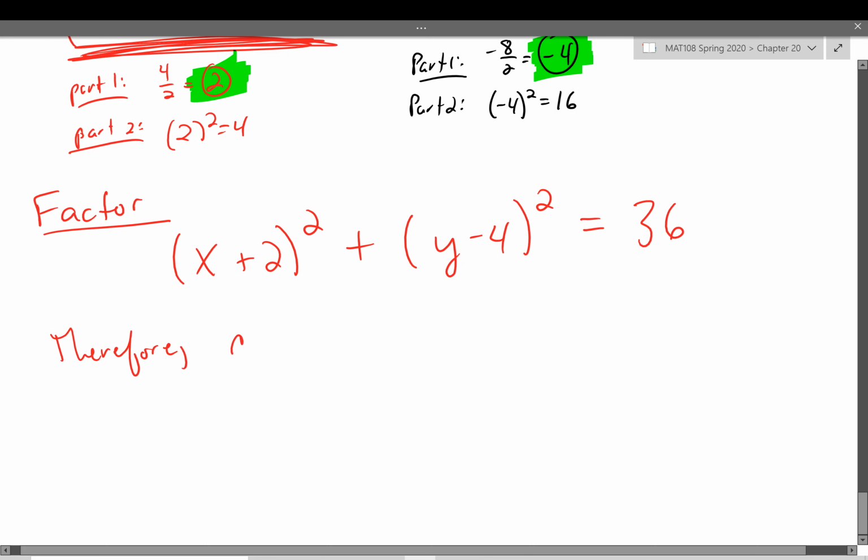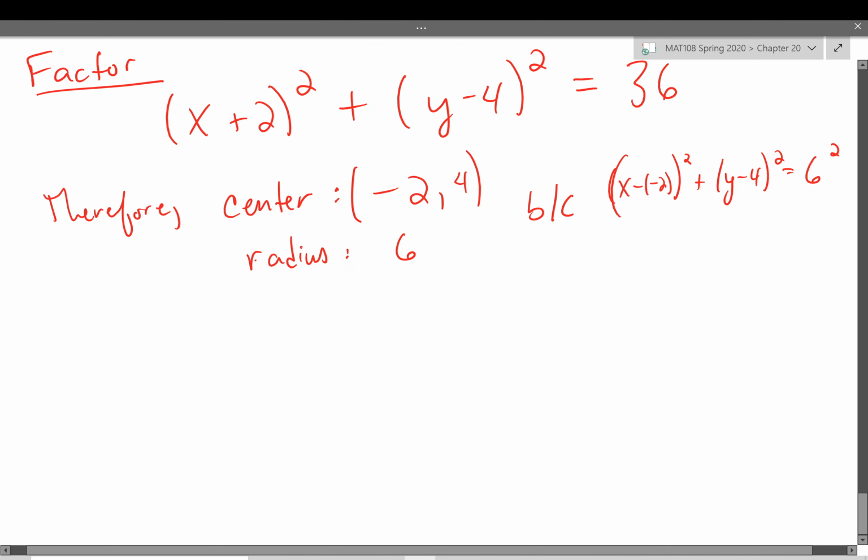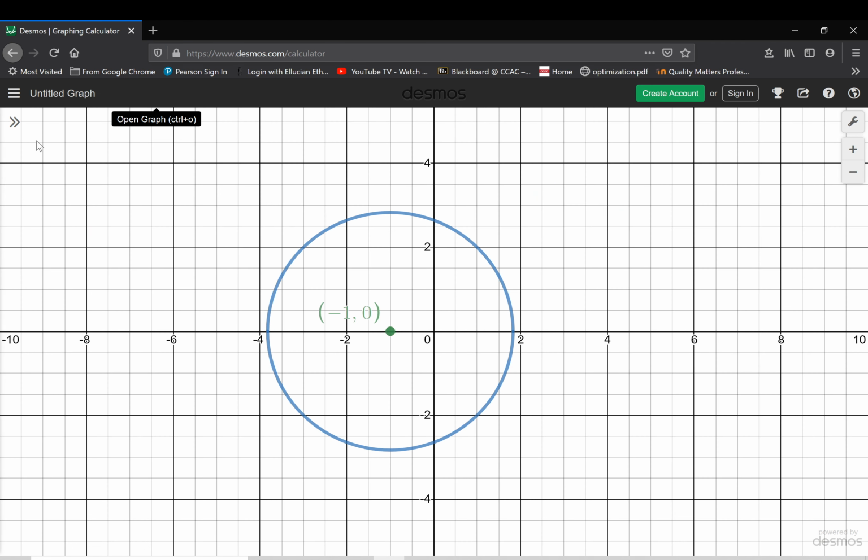Therefore, I have a circle where my center is, well, if you guessed negative 2 comma 4, you would be correct. And the radius is 6, because I can rewrite this as x minus negative 2 squared plus y minus 4 squared equals 6 squared. Okay? So now I'm not even going to mess around with this. I'm going to go right to Desmos and just give us a really nice graph.